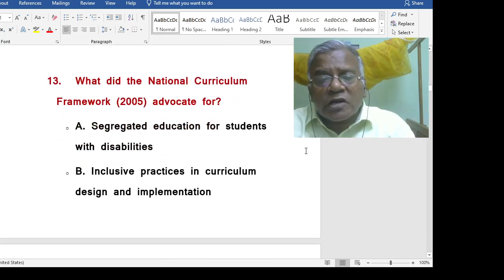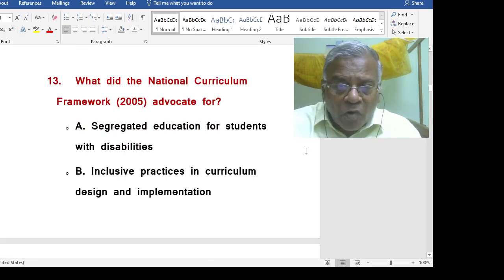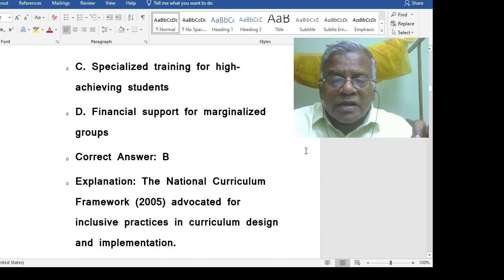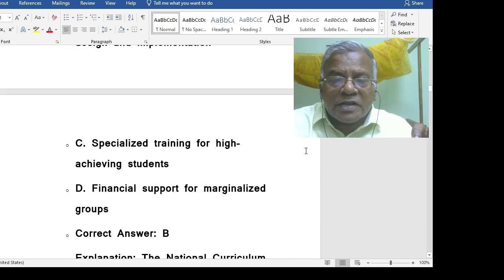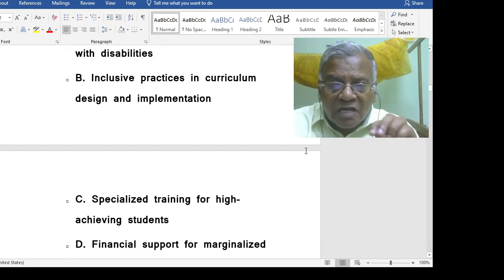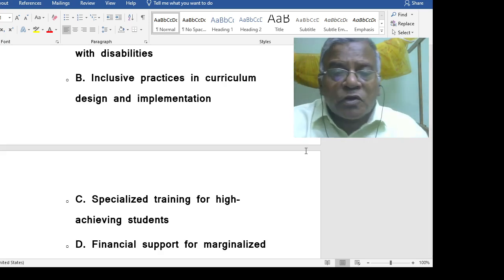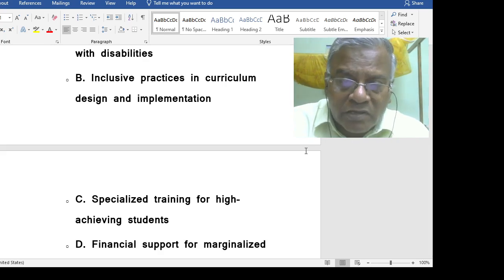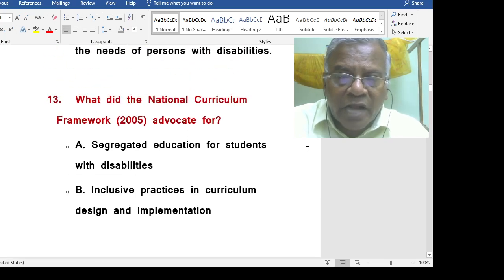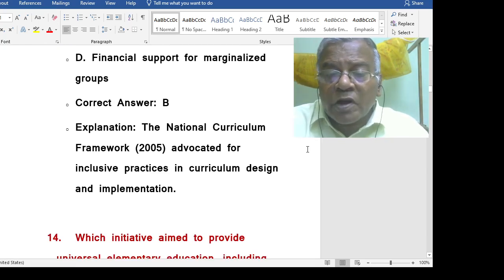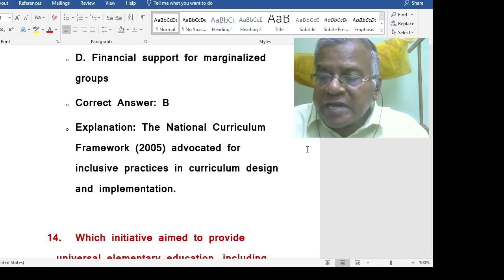What did the National Curriculum Framework 2005 advocate for? That is the B one: inclusive practices in curriculum design and implementation. In the curriculum itself, certain inclusive practices should be given. That was the cry of this commission, namely the National Curriculum Framework 2005. It advocated for inclusive practices in curriculum design and implementation.